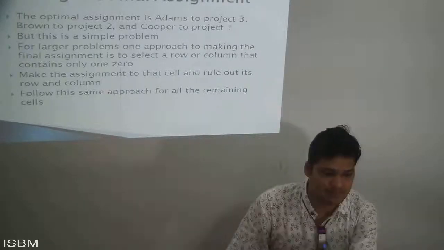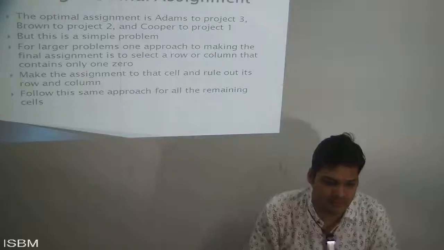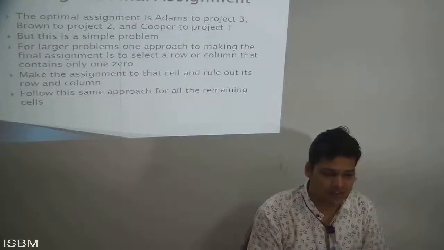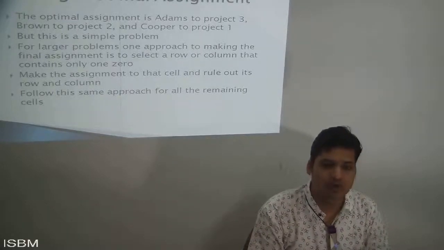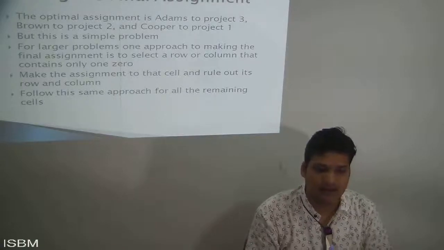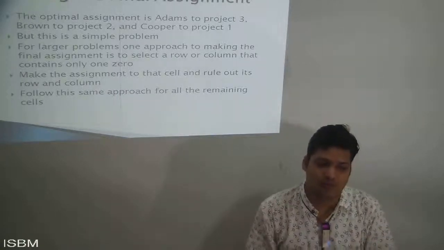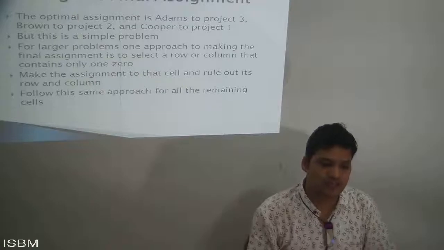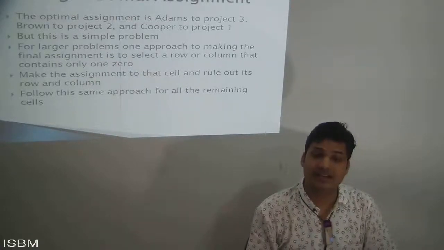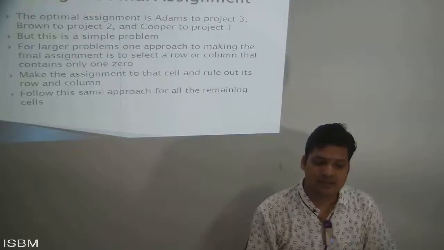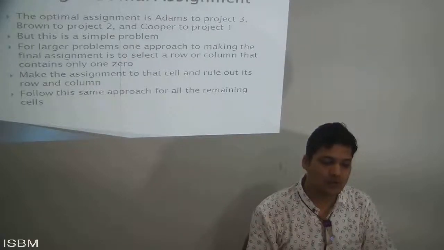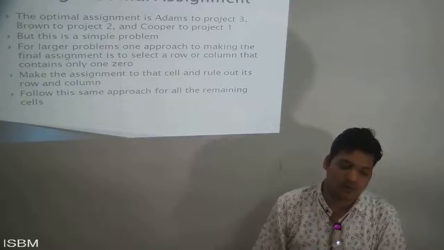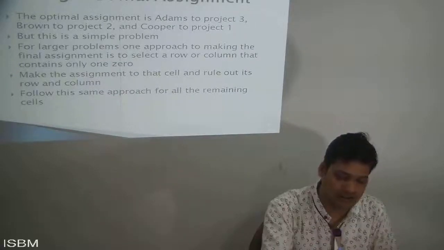So making the final assignment, the optimal assignment is Adams to project 3, Brown to project 2, and Cooper to project 1. But this is a simple problem. For a larger problem, one approach to making the final assignment is to select a row or column that contains only 1 zero. Make the assignment to that cell and rule out this row and column. Follow the same approach for all the remaining cells.